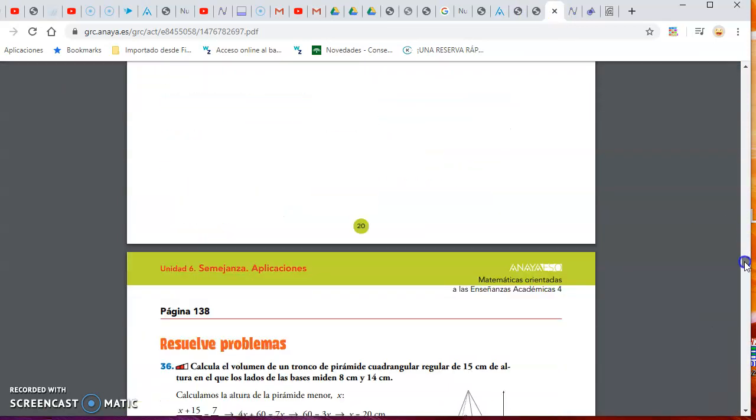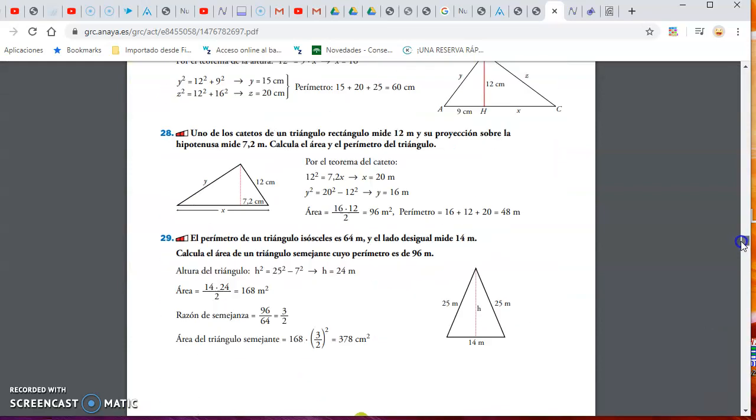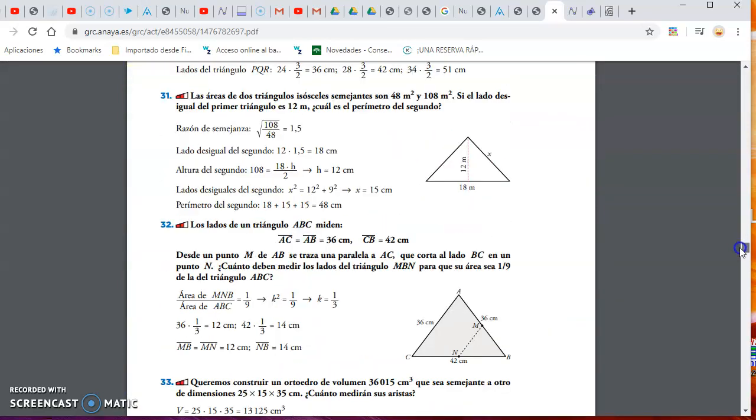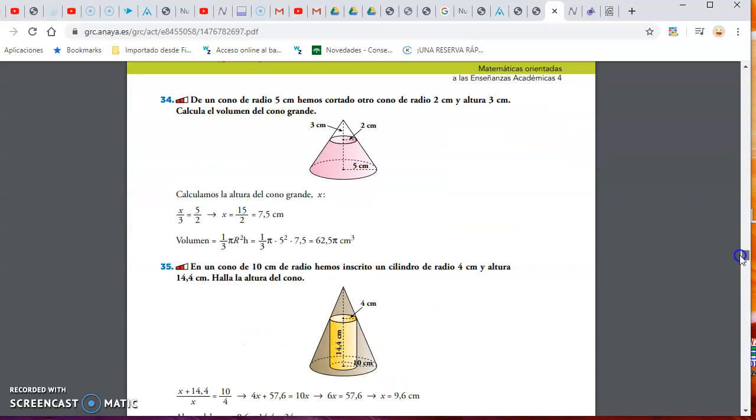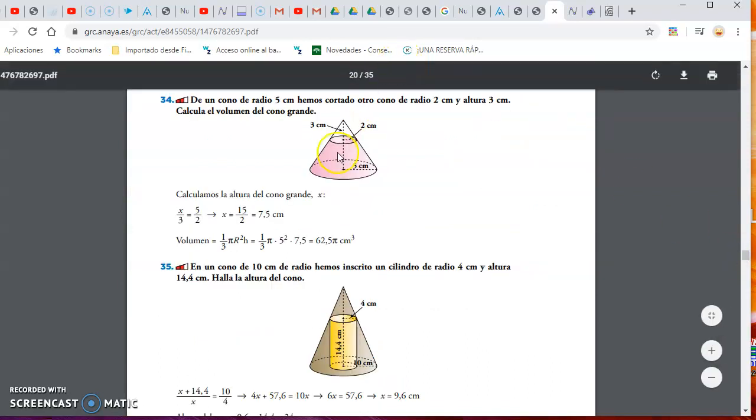Okay, now we are going to check the other exercises, 34 and 35. I told you about the cones. Here we are. We have a cone here, and we know that this radius is 2 centimeters, the height is 3, and this bigger radius is 5. So we can do the same. We have the same two similar triangles. This is the smallest one and this is the biggest one.